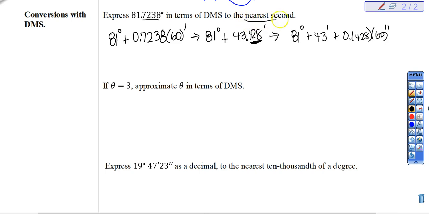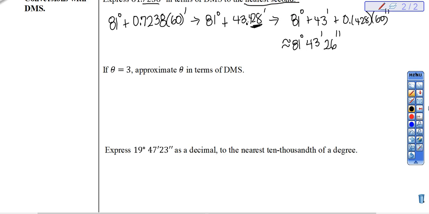And we're rounding to the nearest second. And here's what we get. 81 degrees, 43 minutes, and I have 25.68 seconds. So I'm going to round that to 26 seconds. And this is an approximation because we rounded. So we're going to do a little approximately equals.